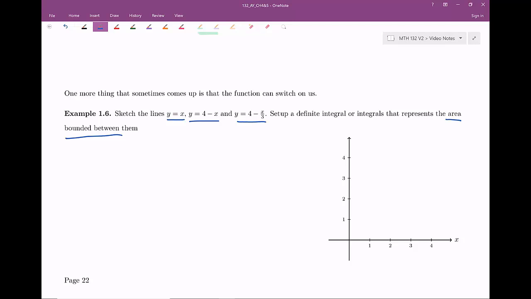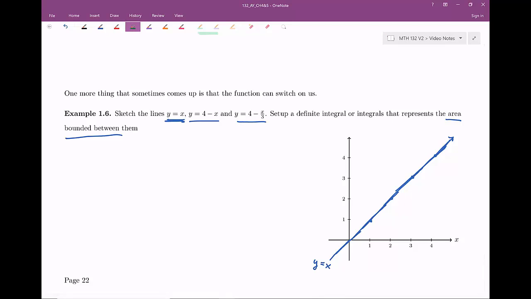So maybe first of all, I'm going to sketch y equals x. We're going to have 1, 1, we're going to have 2, 2. I'm just plotting some numbers here. Again, this is going to be a nice straight line. Slope is 1, the intercept is 0. So there we go. That is my y equals x right here.